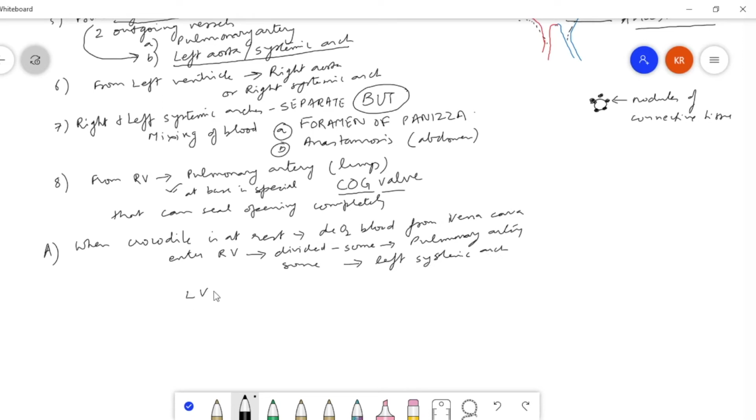But the left ventricle is receiving O2 blood, which will go into the right systemic arch, and it goes into the brain. This is the normal condition, or in any other mammal also the same procedure will take place.